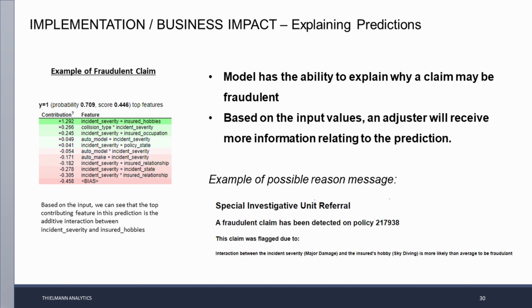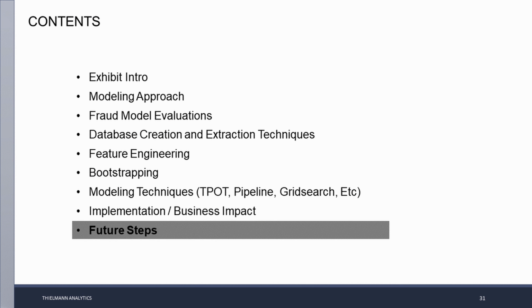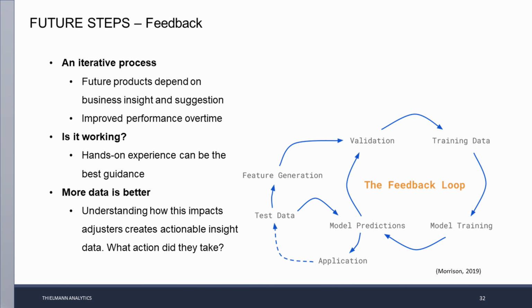We can see from the chart on the left what the package provides as important to this particular prediction. In the lower right corner, we can see what a possible message for the adjuster may look like. Working with business systems to provide actionable insights from the product may provide much more value than a simple fraud, no fraud message.